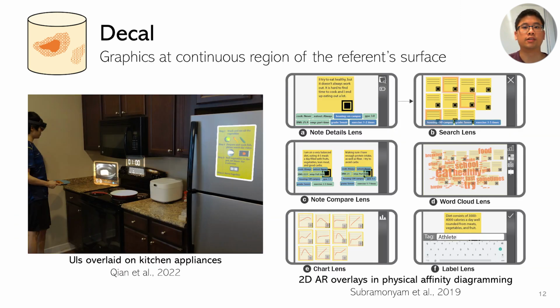Decals can also simply overlay graphics on physical reference, particularly when they share semantic meaning. For example, instructions may be overlaid onto kitchen appliances, and the AR overlays might show additional information on top of post-it notes during affinity diagramming.